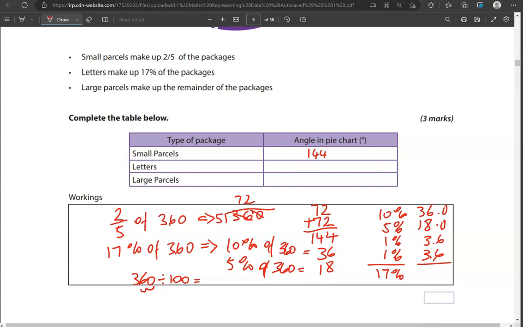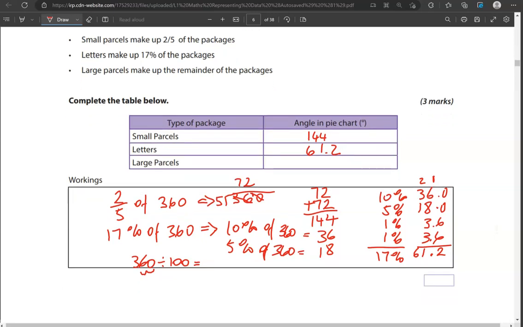So 6 and 6 is 12. So 2 down, 1 carried over. 6 and 8 is 14. And 3, that is 17, and 3 is 20, and the one we carried over, that is 21. So 1 down, 2 carried over. 3 and 2 is 5, and the 1 is 6. So 17% is equal to 61.2 degrees. And we've got large parcels as well, so that's the remainder.